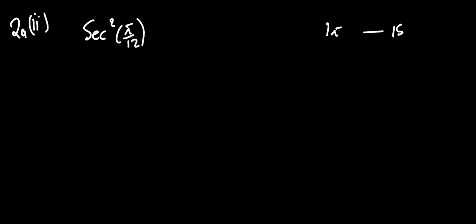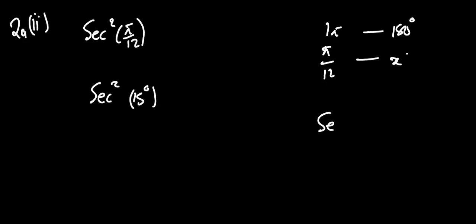Then the next one is simply question 2a2. So this is sec squared of pi over 12. Now when you convert this, pi is equal to 180 degrees. So pi over 12 is equal to what in degrees? So this gives you 15 degrees. Now you know what sec is. Sec 15 is the same as 1 over cos 15, right? Now this thing is squared, meaning this part also has to be squared by the time you are done.